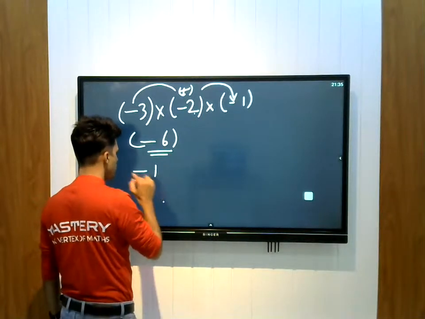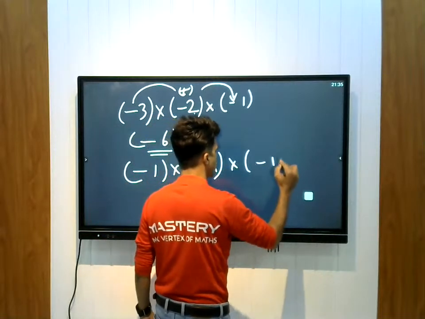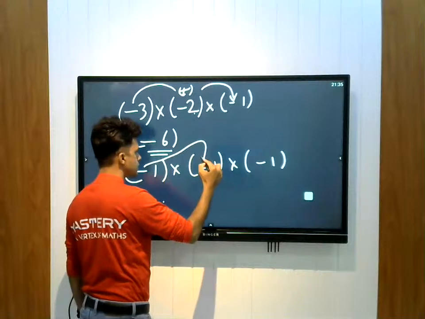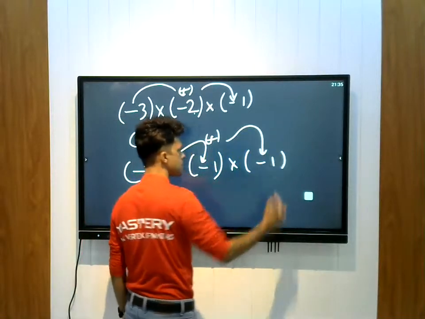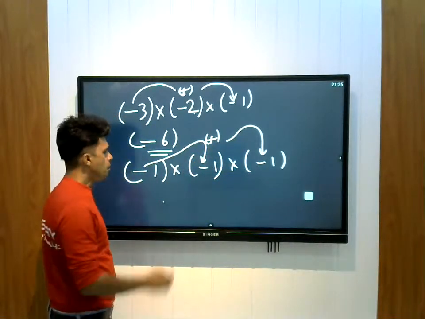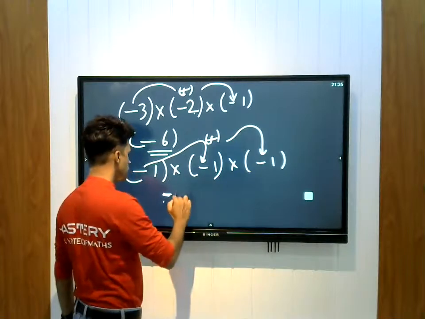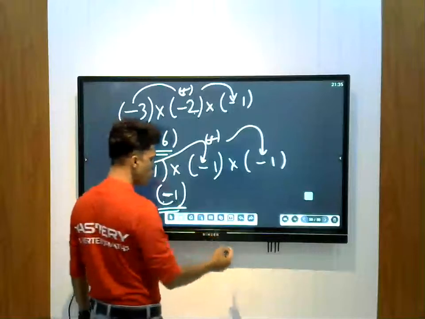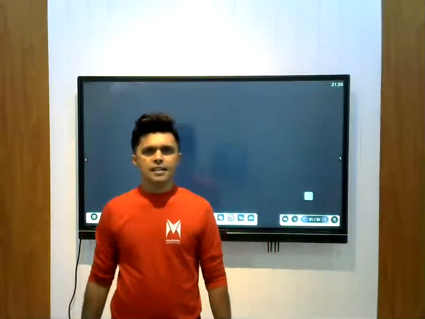Let's do this type of one again. Minus 1 into minus 1 into minus 1. How can I do this type of one? Minus into minus, here plus. This plus and this minus can be multiplied. Minus into minus plus. Plus into minus is minus. 1 into 1 is 1. 1 into 1 is 1. The answer is minus 1. How can you do this type of one? Yes, we can learn more questions.